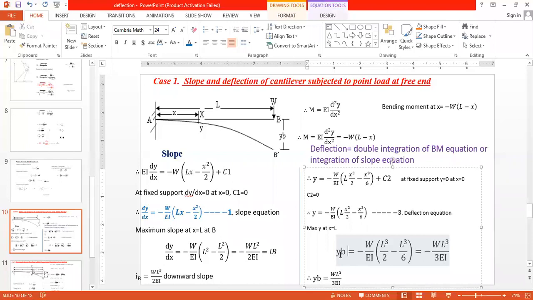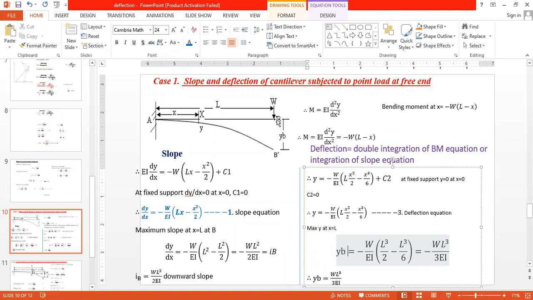Okay. So it is called YB. YB equals minus WL cube divided by 3EI. Now the negative sign is because it is in the downward direction. We have applied the load in the downward direction. Even if we apply the load in the upward direction, it will be positive. And it is a distance. Deflection is what? It is a distance. Okay. Are you getting this?